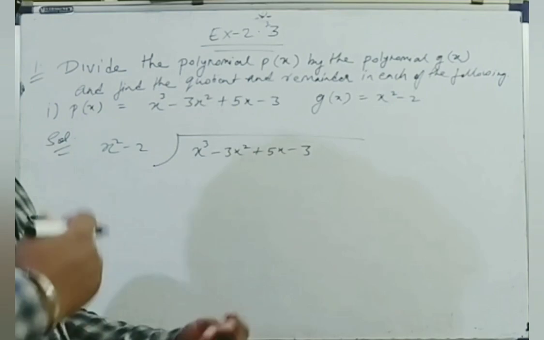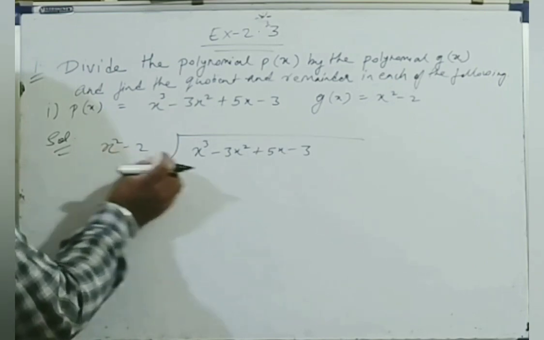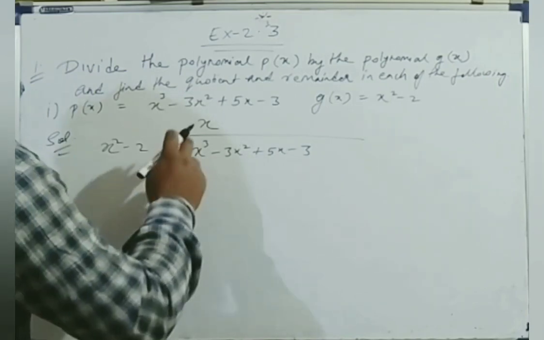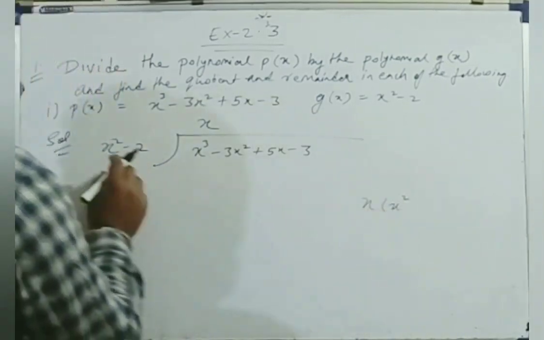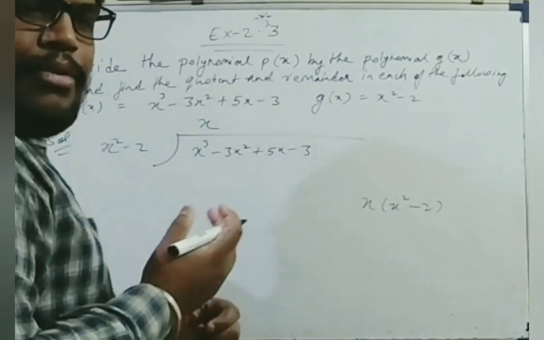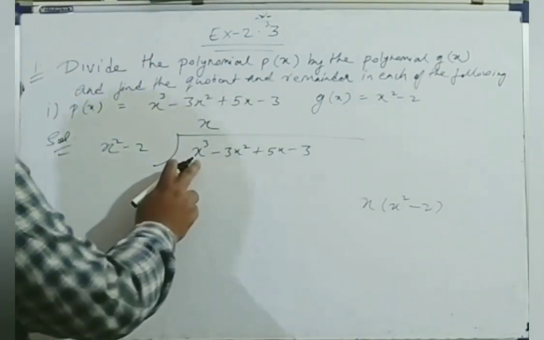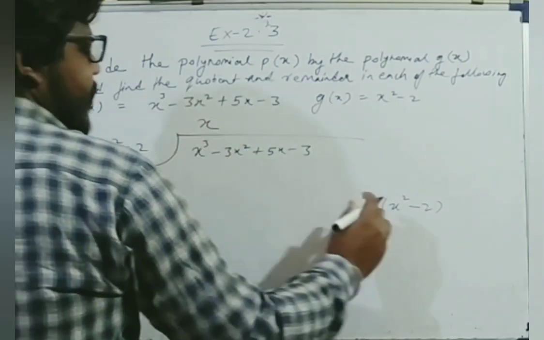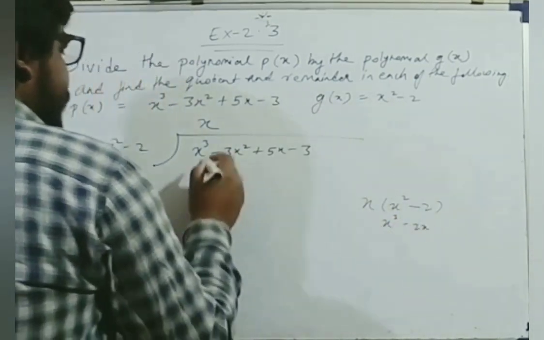Just think by which term we multiply this x square so we will get x cube. So the term is simply x. If you multiply x with this x square, but you have to multiply with the whole expression. At the time of thinking, you take the first term of this and the first term of this, but when you are doing multiplication, you have to take the whole expression. This x we are taking, x into x square is x cube, x into 2 is 2x.